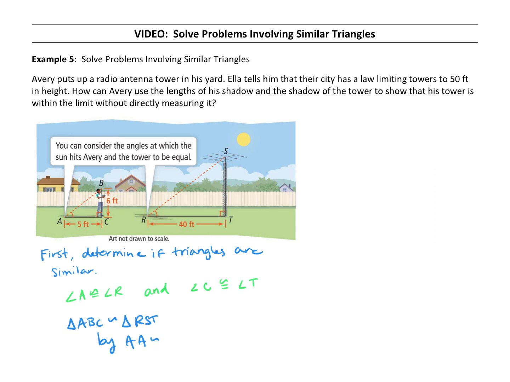All right, now that we know that the triangles are similar, we can use ratios of proportional sides to set up an equation.